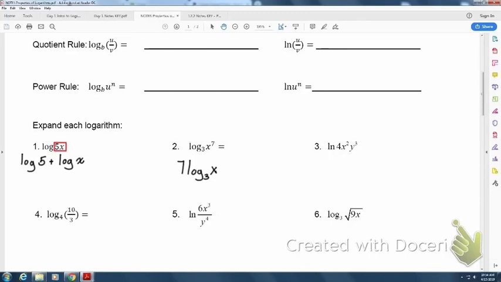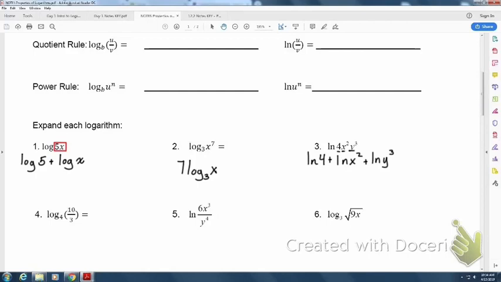Alright, going to 3. So a little more involved on this one. I've got natural log. Natural log does not change the properties. We're going to do the exact same thing as if it said log. I'm multiplying 3 things. 4, x squared, y cubed. I've got 3 bases there that I'm multiplying together. Each one of those is going to get its own natural log. So I've got natural log 4 plus natural log x squared plus natural log y cubed.